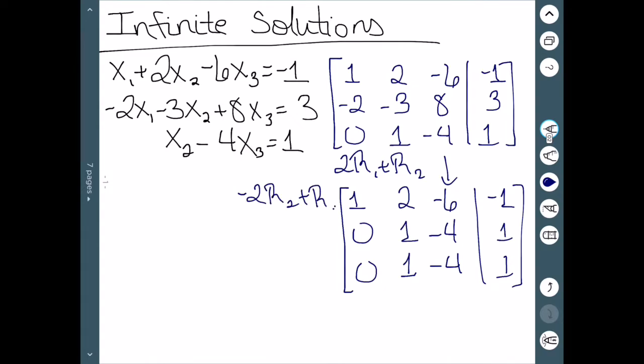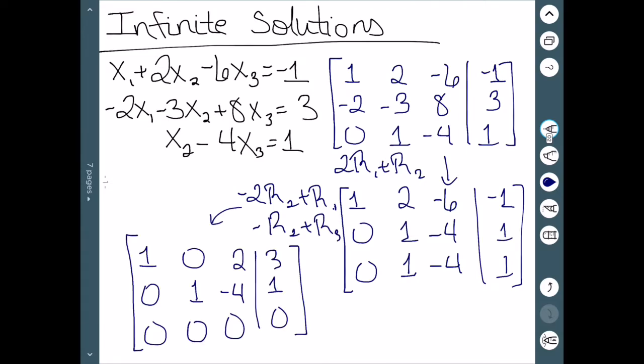And the last row is a 1, so we'll do minus row 2 plus row 3. And here's the result. So we can see something is suspicious here because we have a row of zeros. This is not like the no solution case because that last augmented column does have a 0.